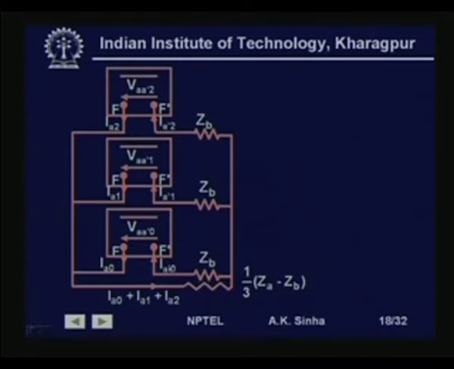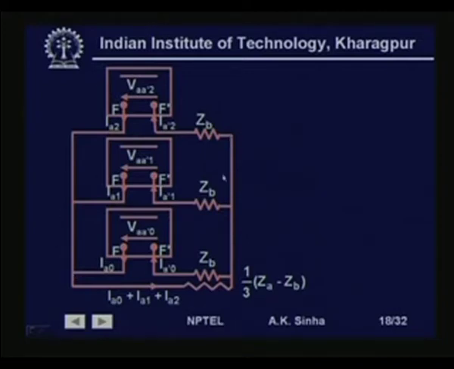So, I A dash 0 is flowing into this. So, this V A dash 0 minus Z B into I A 0 is the voltage across these 2 points. Similarly, V A dash 1 minus Z B into I A 1 is the voltage which is coming across these 2 points. Similarly, V A dash 2 minus Z B into I A 2 is giving us the voltage between these 2 points. So, that is why, and these are equal. So, we have connected them.